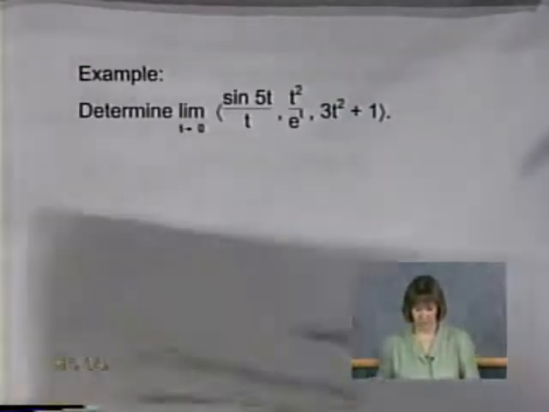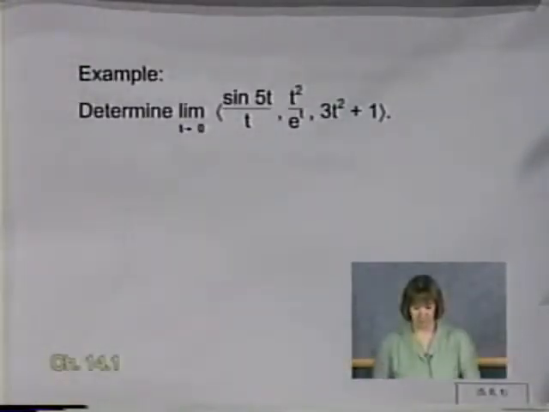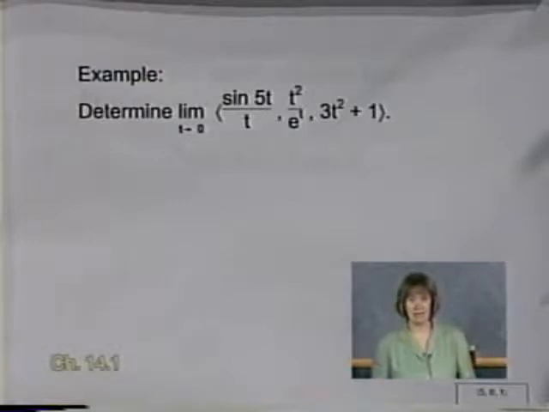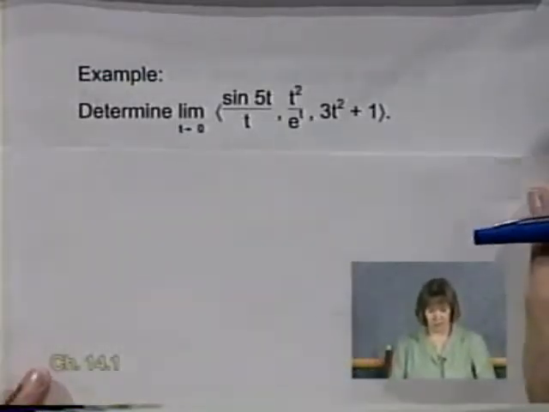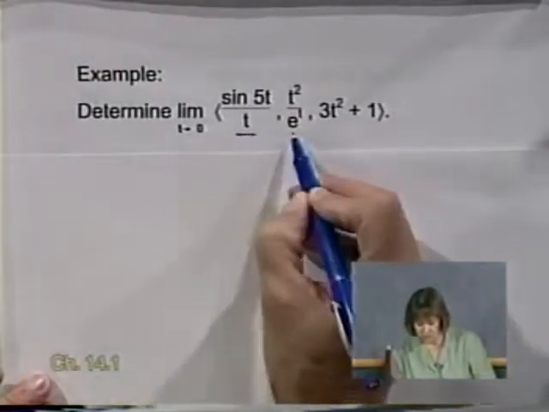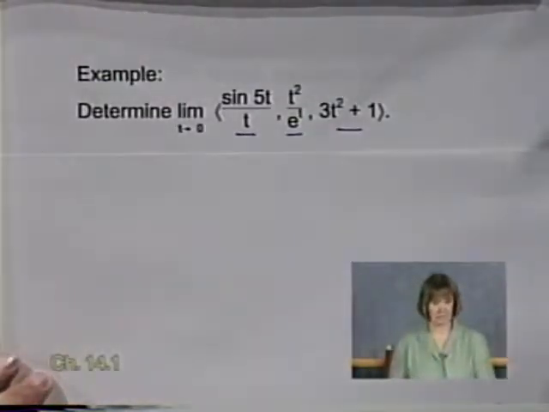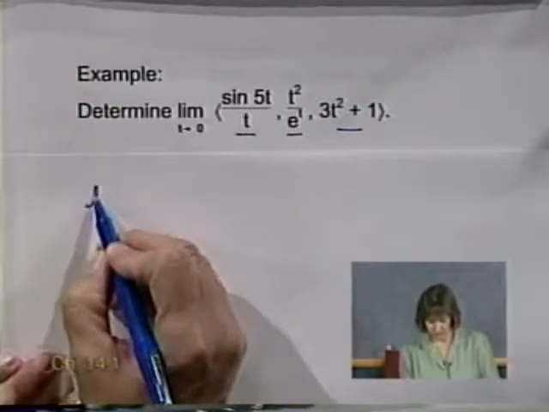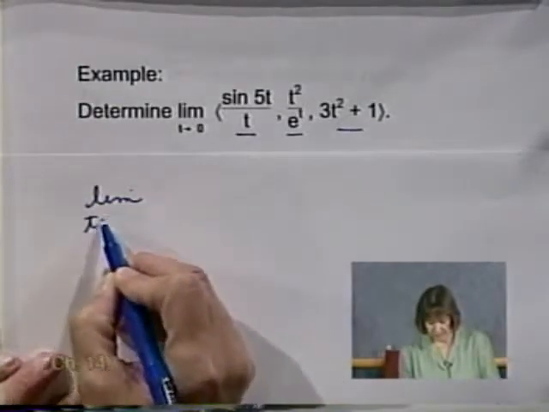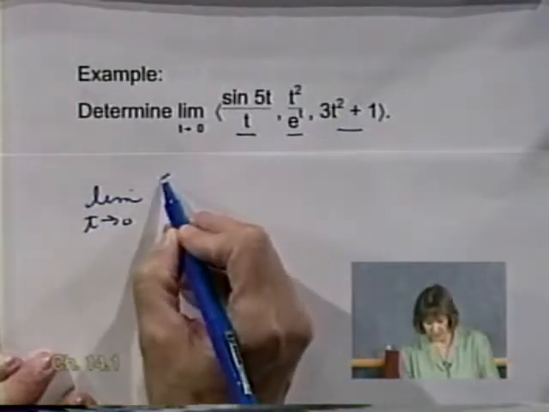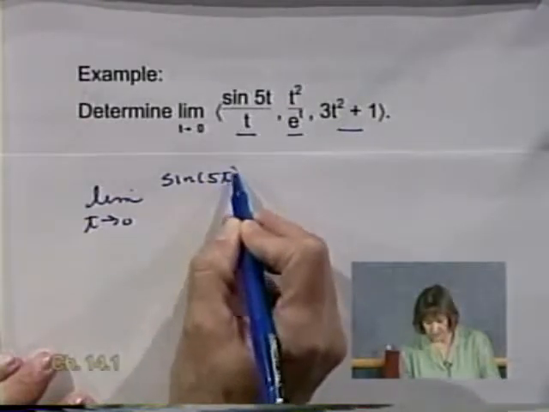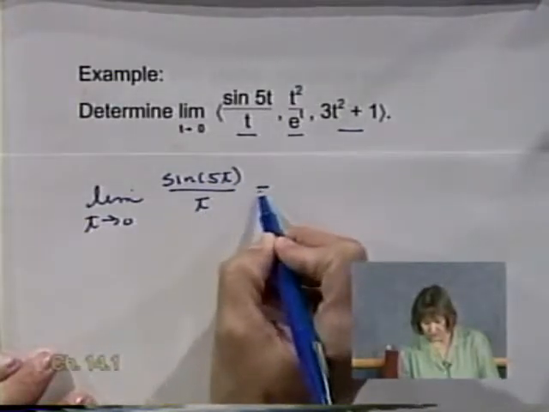All right, so let's look at an example. First one I want to look at is suppose I want to figure out what's the limit as t goes to 0 of (sine 5t)/t, comma, (t squared)/(e to the t), comma, 3t squared plus 1. So what we have to do is find the limit for each of these individually. First of all, we're going to figure out what's the limit as t approaches 0 of the x component, sine of 5t over t.